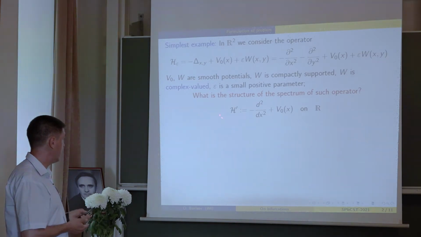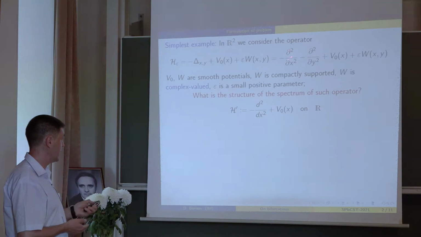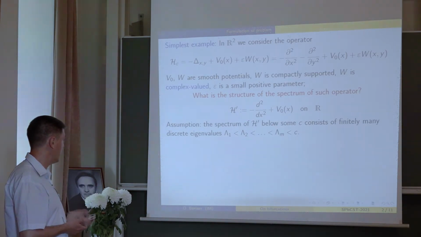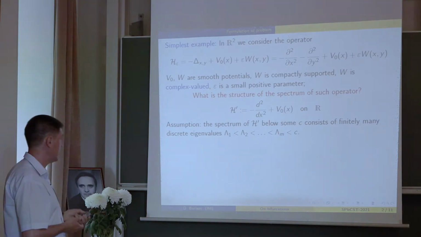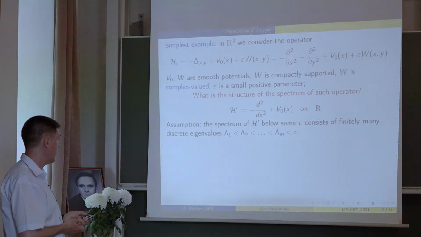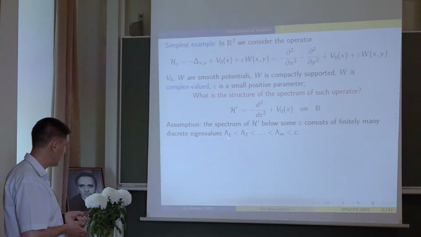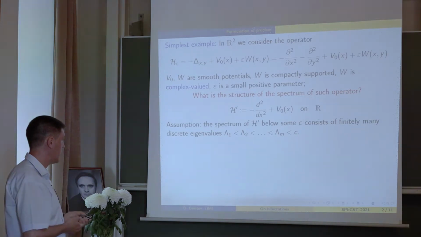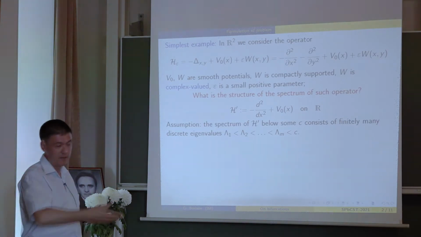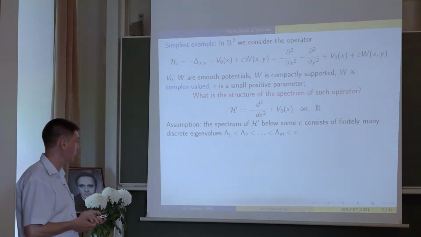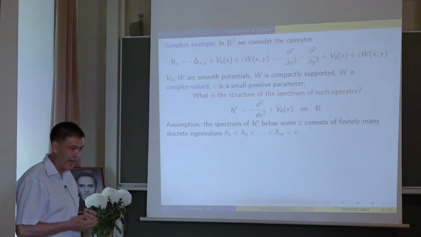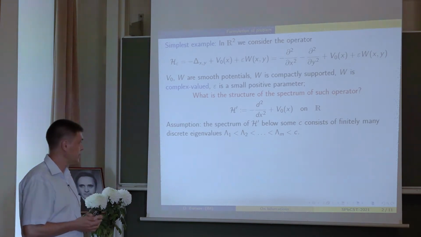So this is this one-dimensional operator on the axis. I mean, it's the second derivative plus this potential. So it's h prime. It acts on the axis first. And I assume, this will be my main assumption, that the spectrum of this operator below some constant consists of finitely many discrete eigenvalues, which are lambda 1, lambda 2, and then up to some lambda m. And all these eigenvalues are less than some constant c. And what's going on after this constant, I don't know. And actually, I don't care how the spectrum looks like. So I just say that the lower part of the spectrum is very simple. It's just finitely many discrete eigenvalues. And after some point, how this spectrum looks like is not important.